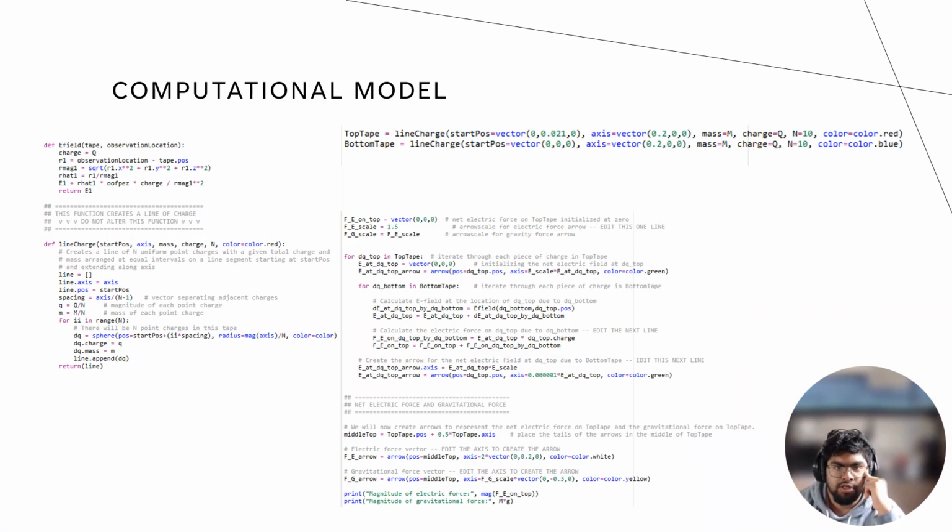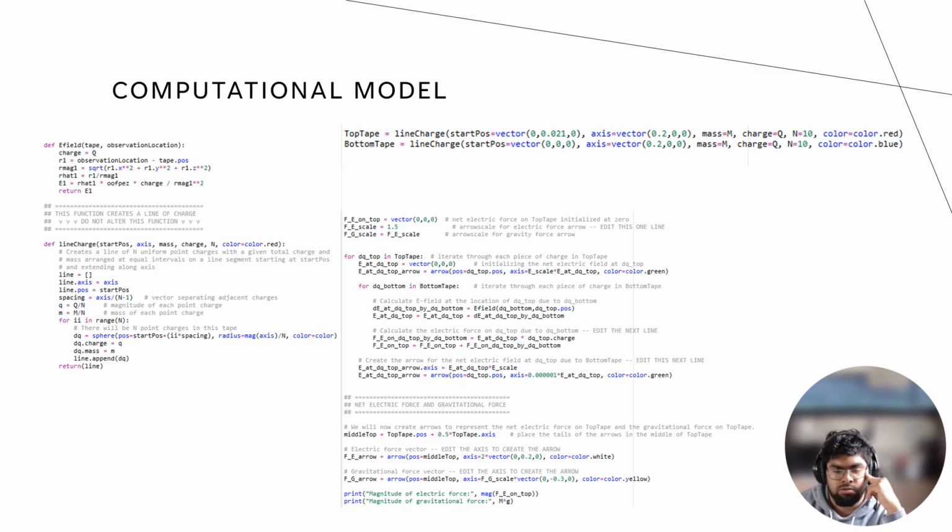Here's the computational model. So as you can see, we have the functions for E field, which calculates the electric field for a point charge, and line charge, which creates a line of charges. So here you can see we had to create two line charges, the top tape and the bottom tape. And then in this for loop, you can see that we had to calculate the rod electric field for every single point in there.